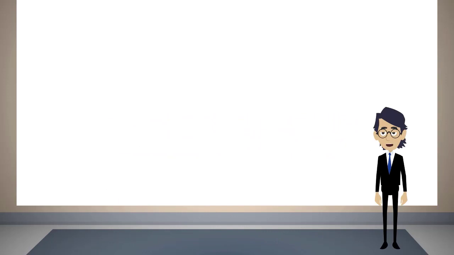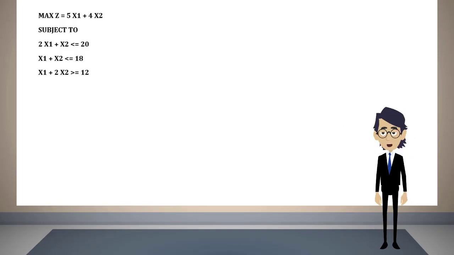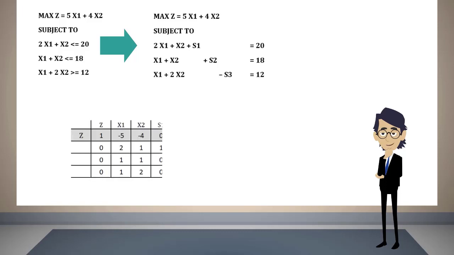Suppose we have the following problem. As I had commented, when we have a constraint greater than or equal to, instead of adding a slack variable, we must subtract a surplus variable. In this way, we will arrive to the following system of equations. If we create the simplex table for this system of equations, we will obtain the following.